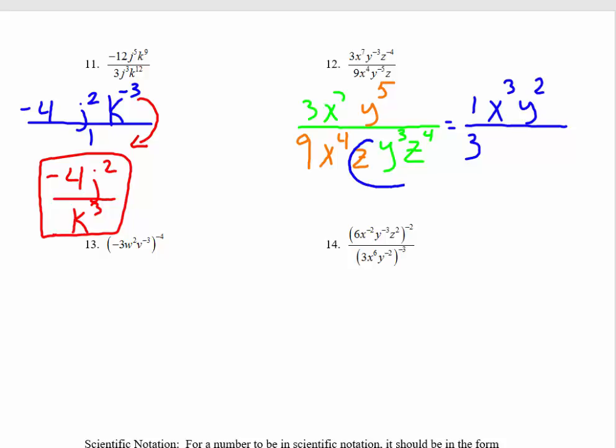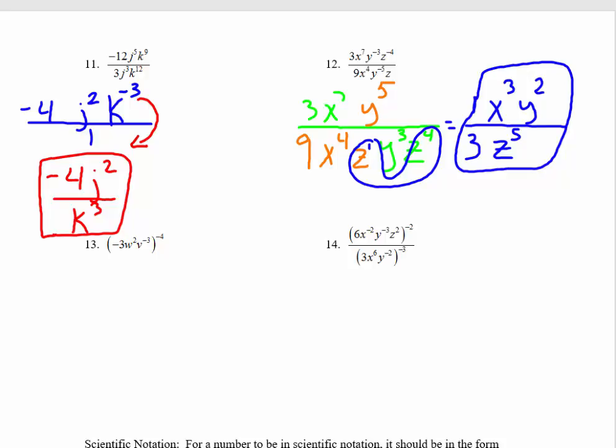Now in the denominator, I have z times z to the 4th. Remember, z has a power 1, so I'm actually multiplying, which means I add my powers. So I get z to the 5th. You don't need the 1 in front of the x to the 3rd because it's understood to be there, so my answer is x to the 3rd y squared all over 3z to the 5th.